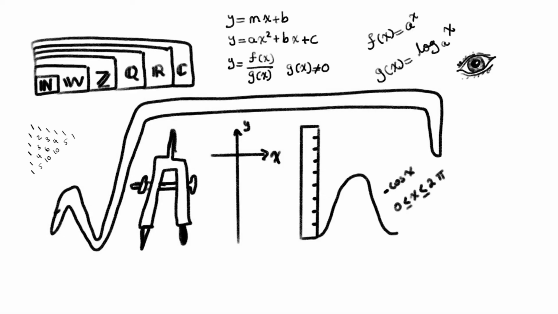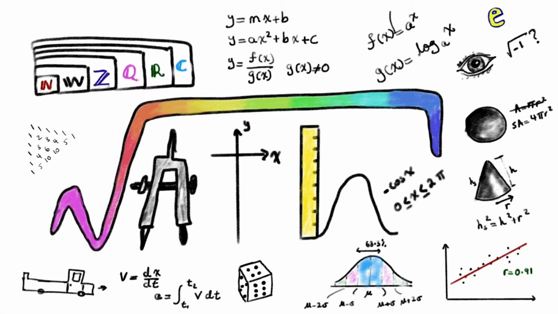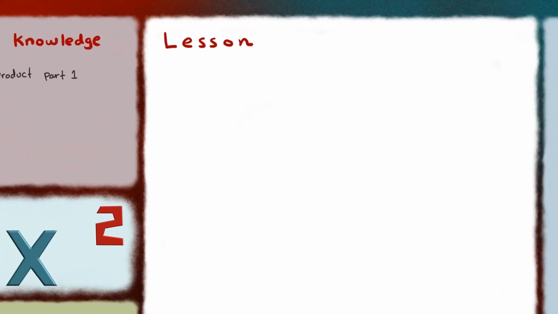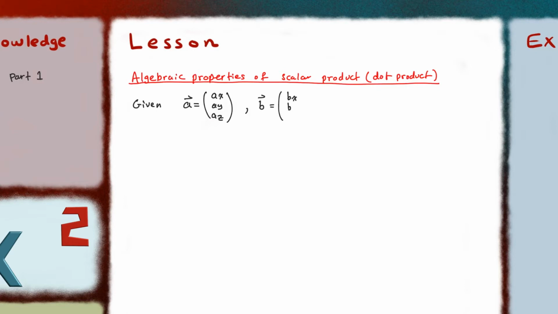Welcome to part 2 of the video on dot products. It is highly recommended that you've already seen the first part of the dot product videos before watching this. Let's look at algebraic properties of dot products. Let's assume we have 4 vectors a, b, c, d, and that they all have x, y, and z components.